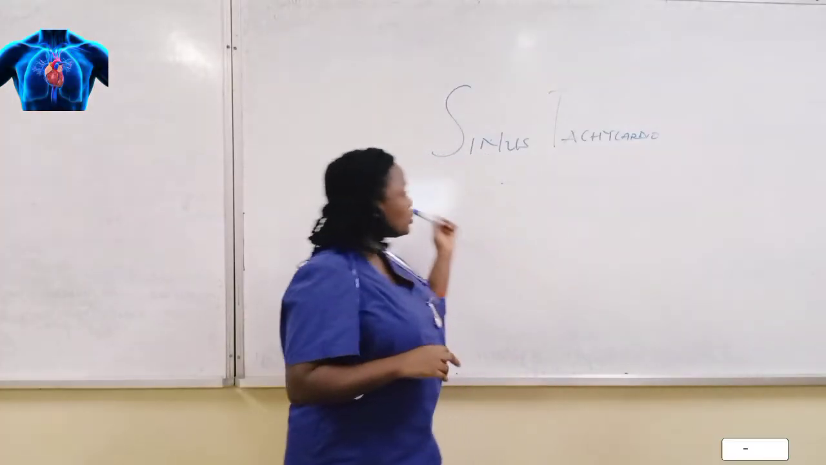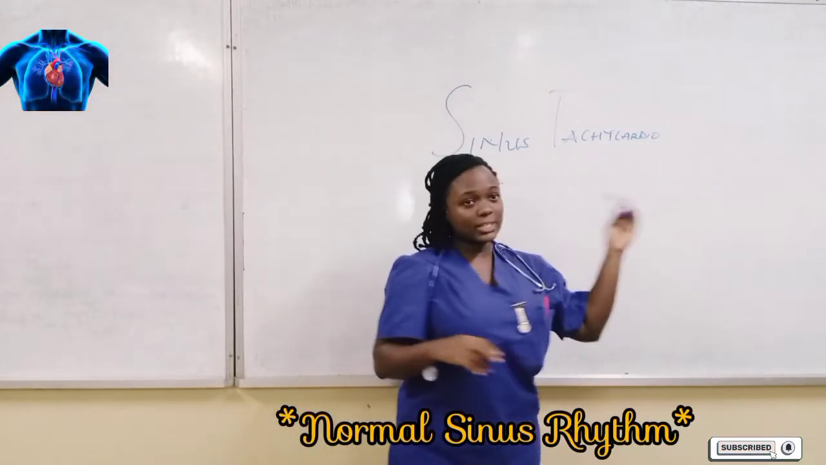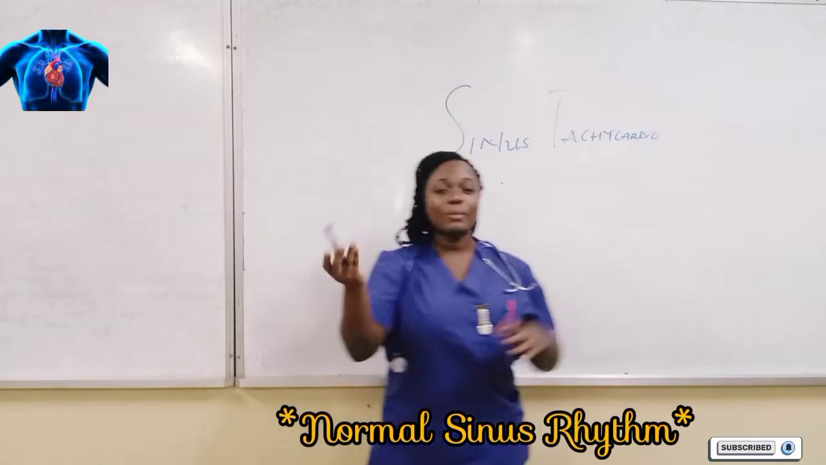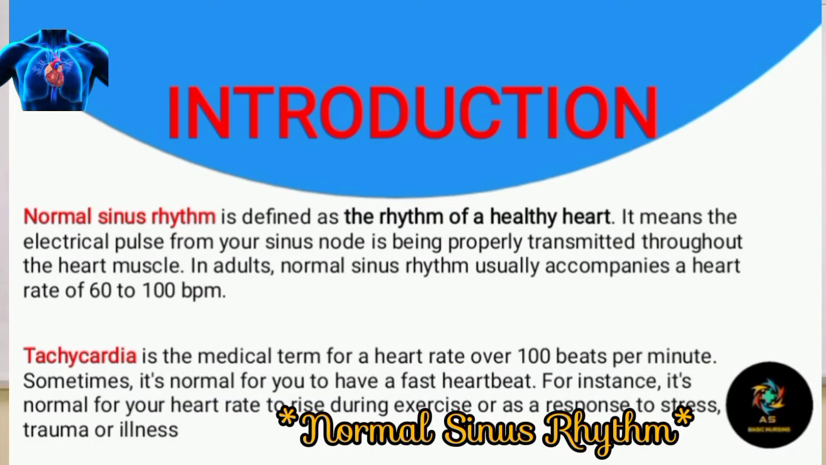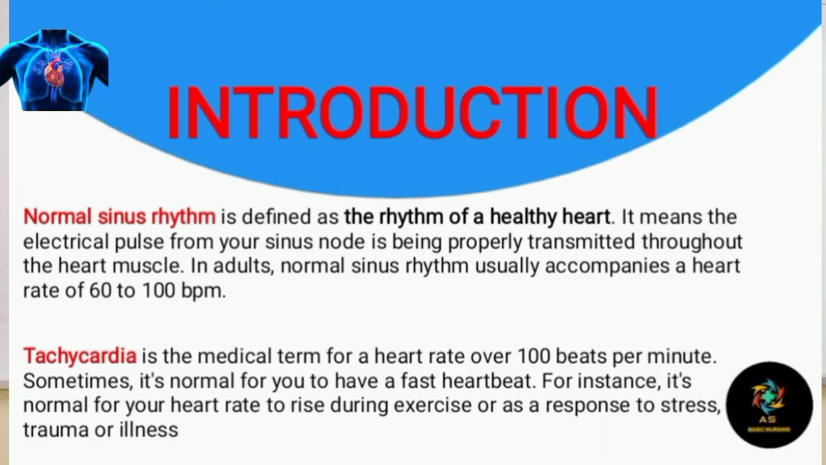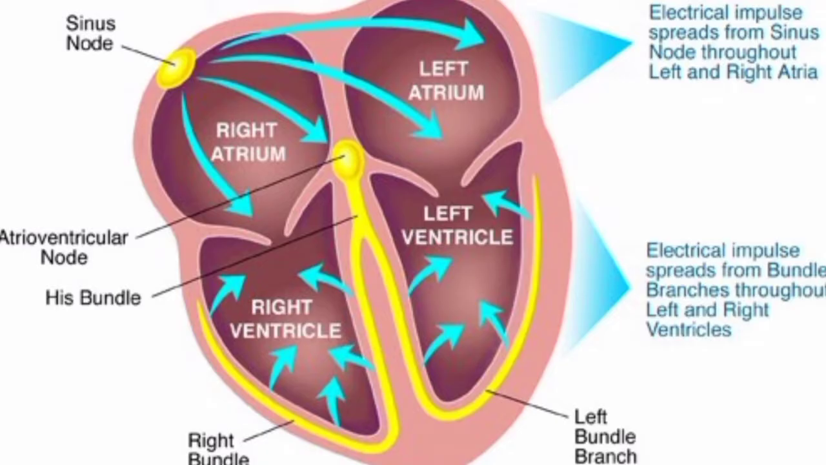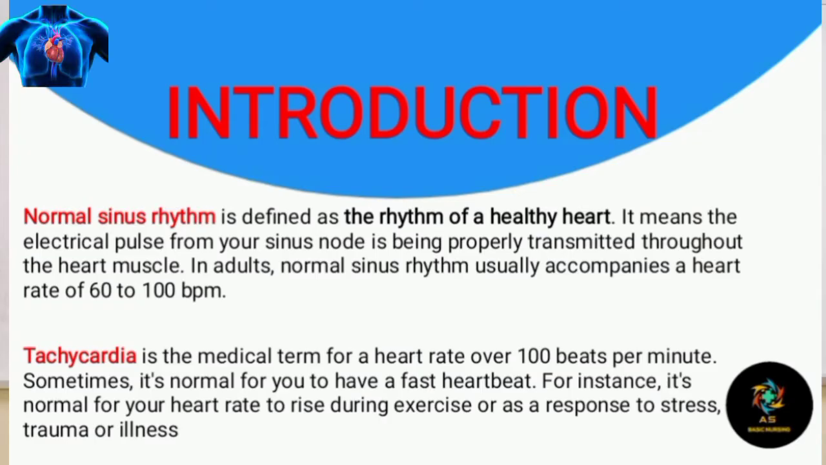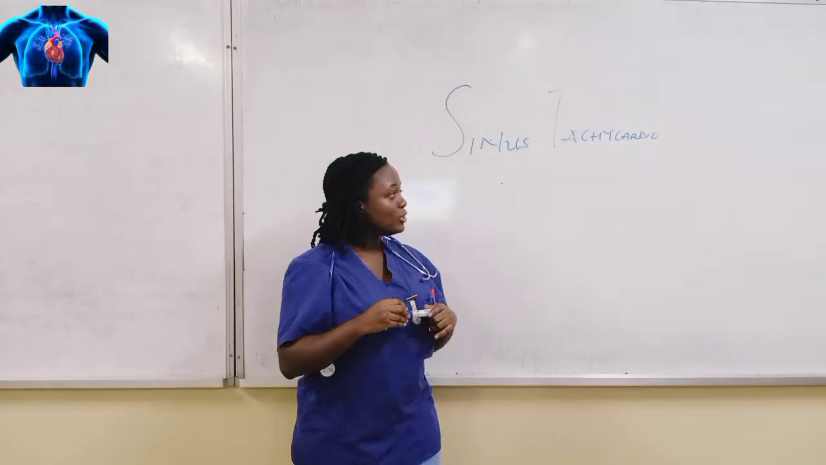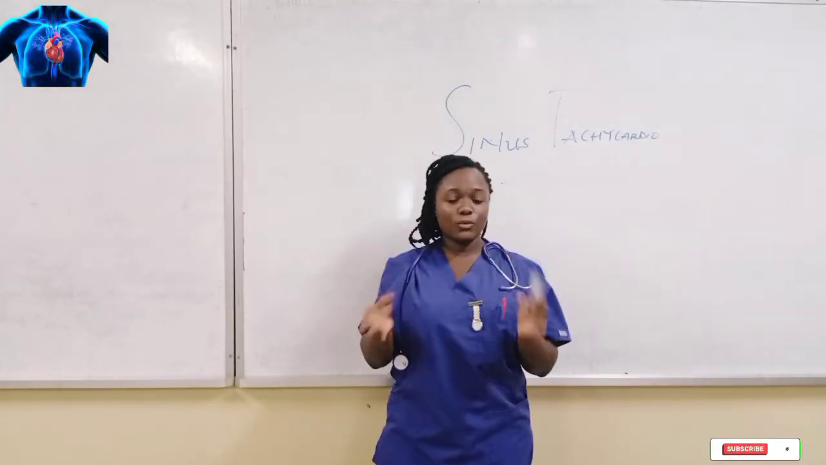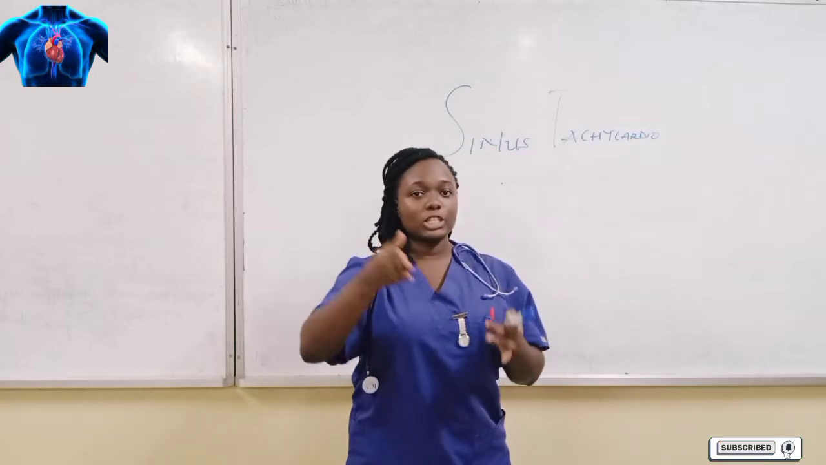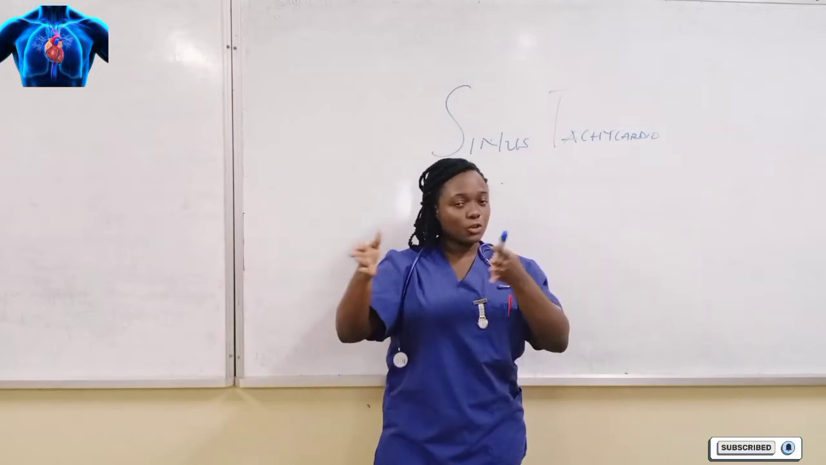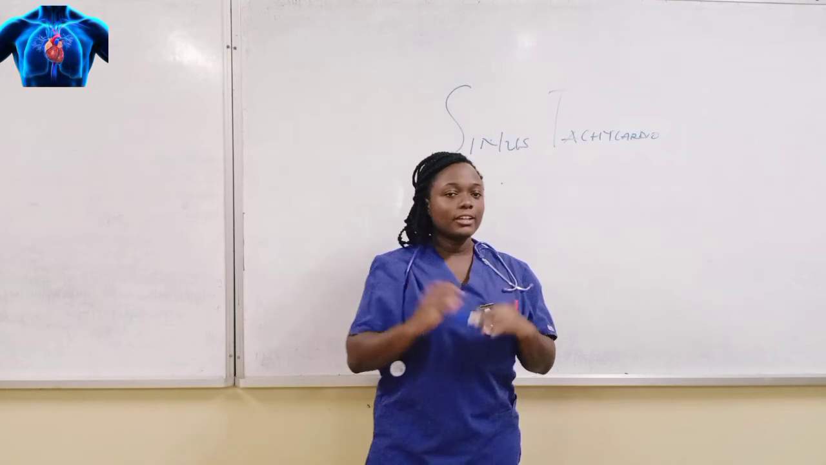Let us move on to what normal sinus rhythm is. Normal sinus rhythm is the rhythm of a healthy heart. This means that the electrical impulse from your sinus node is being properly transmitted throughout the heart muscle. Normal sinus rhythm usually accompanies a heart rate of 60 to 100 beats per minute. That is the range of a normal sinus rhythm.